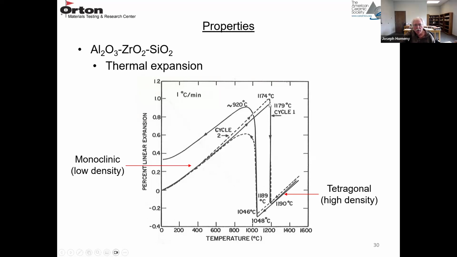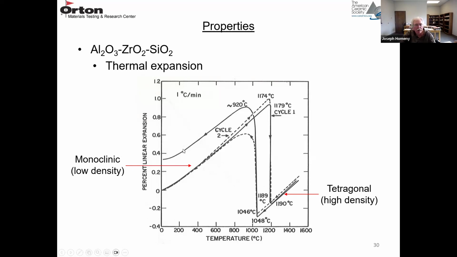normal thermal expansion until you hit the transformation temperature. In this case, it's 1179 degrees C. Volume decrease going to the high density tetragonal phase, and then normal thermal expansion. Then when you cool it back down, in this case 1040, it goes back to monoclinic. And then when all the transformation takes place, you have normal linear contraction and an offset due to microcrack formation.